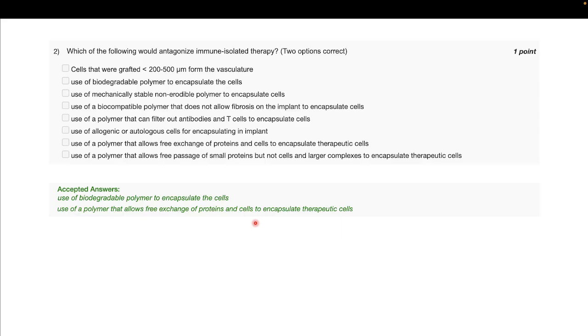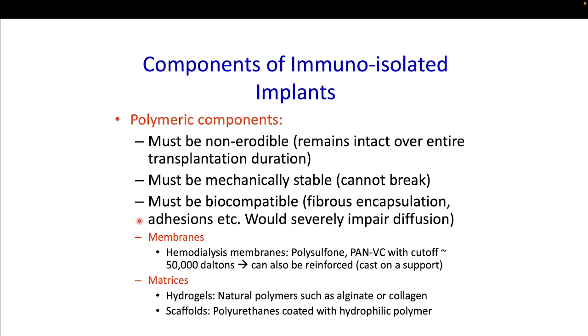So that's why the two correct options are use of a biodegradable membrane and a polymer that allows free exchange of proteins and cells. They are not good, and they will antagonize the immune isolated therapy. Is this clear? Yes. Thank you. So it's also mentioned in the slides. I have included the slides after each question for you to read through.